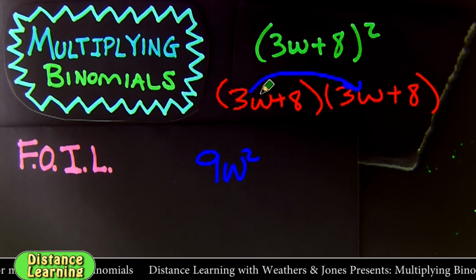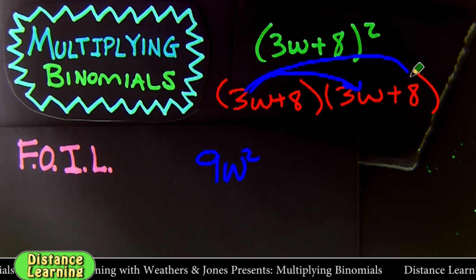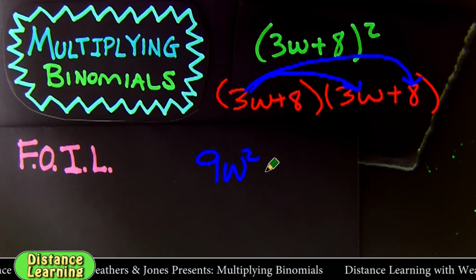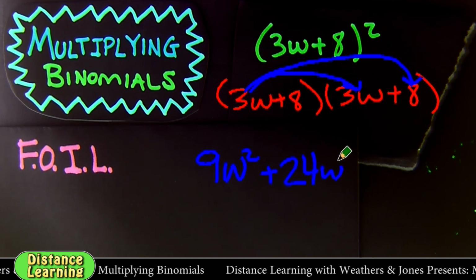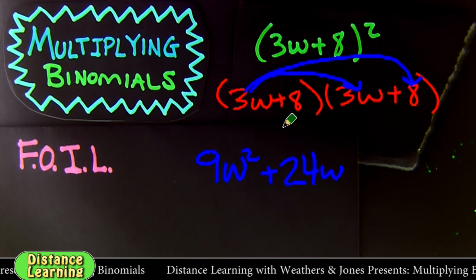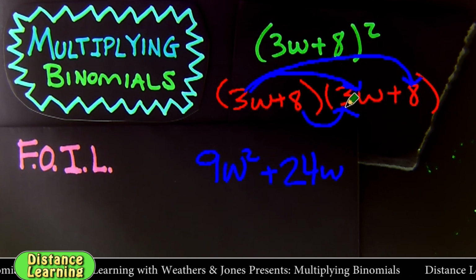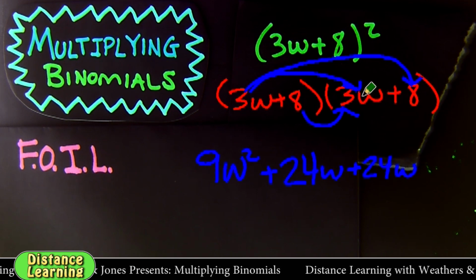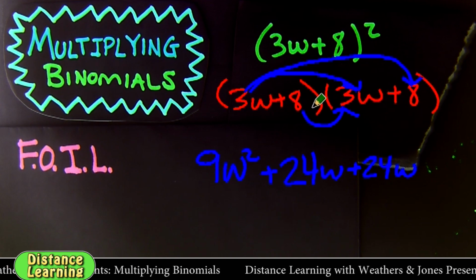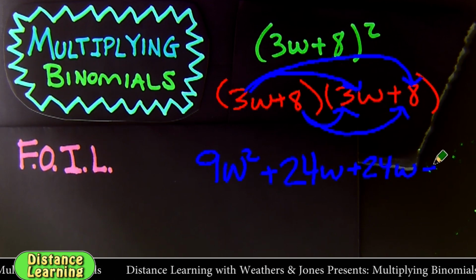Outside means take the far left piece and the far right piece. 3w times 8. 3 times 8 is 24, and then there's just a w. The inside two pieces. Out of all four pieces, here's the inside two pieces. 8 times 3, still 24, and a w, because one was a w. And last, 8 times 8. 8 times 8 is 64.